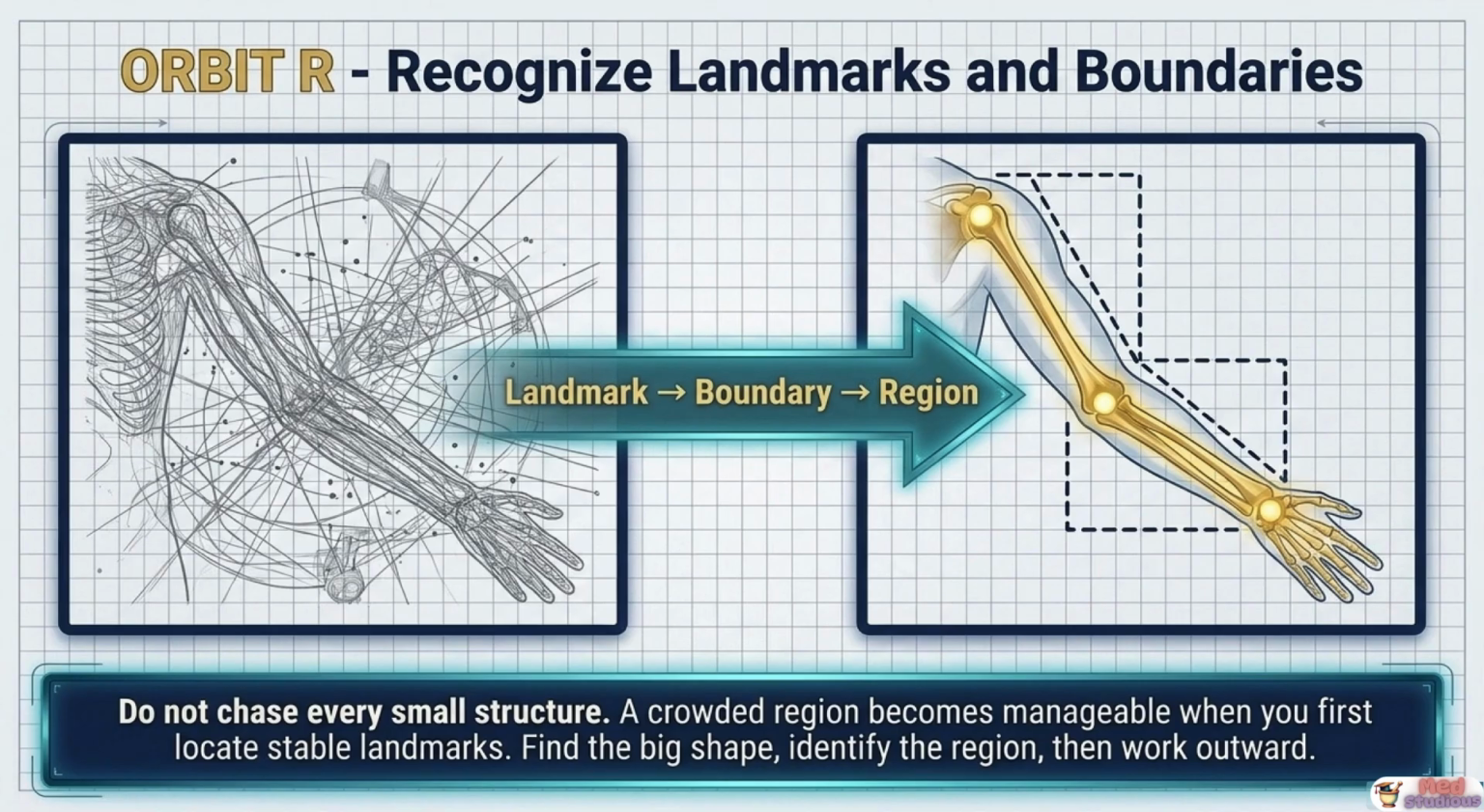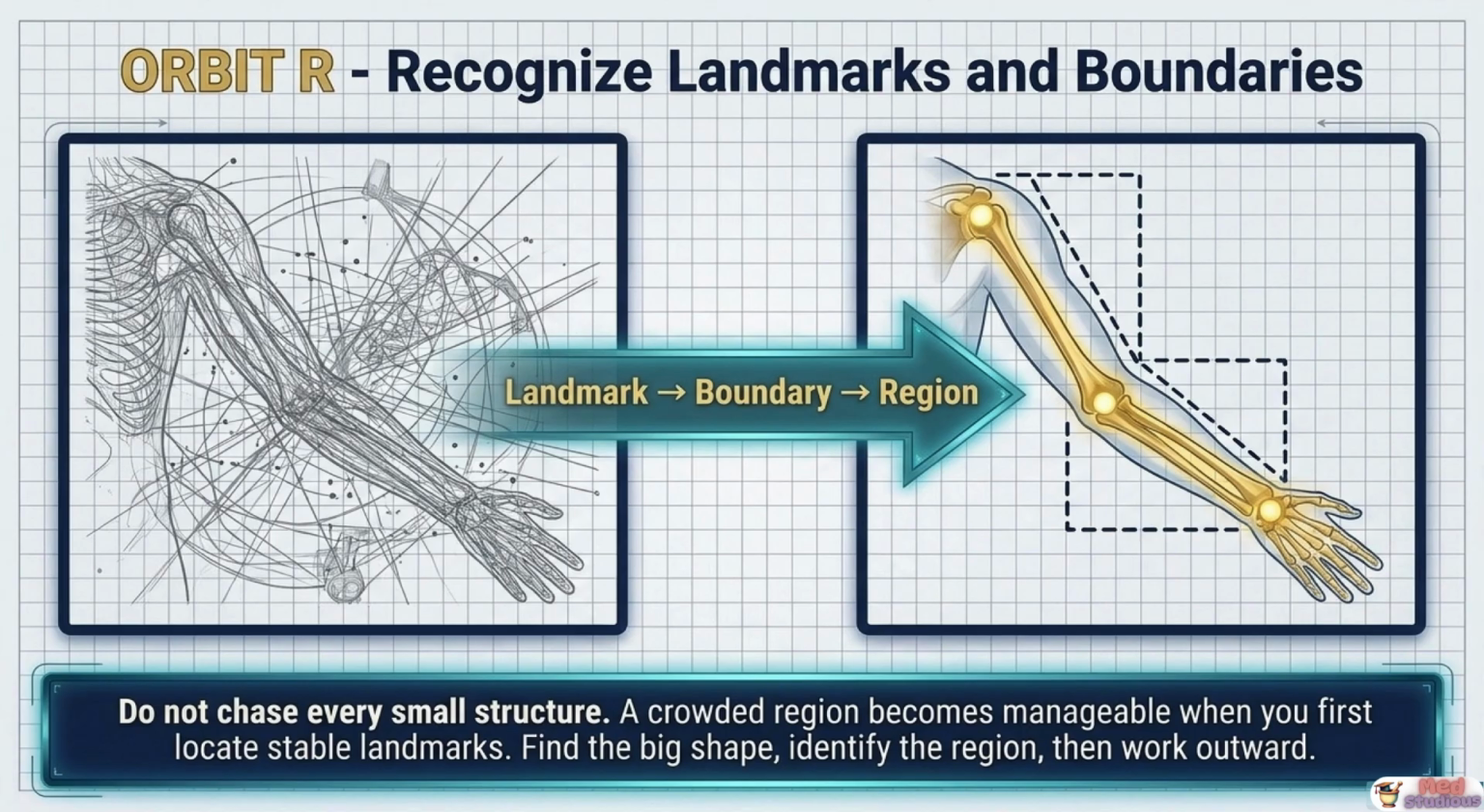Once you are oriented, do not chase every small structure. Recognize the large anchors first. A landmark might be a bone, a joint, a major organ contour, a cavity, a large vessel, or another feature that is easy to find. Boundaries tell you which region or compartment you are in. These anchors dramatically reduce complexity. Think of entering an unfamiliar city. You first locate the river, a major road, and a central station, not every small street. Anatomy works the same way.